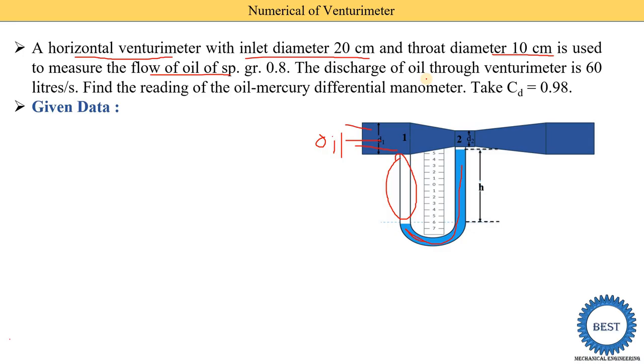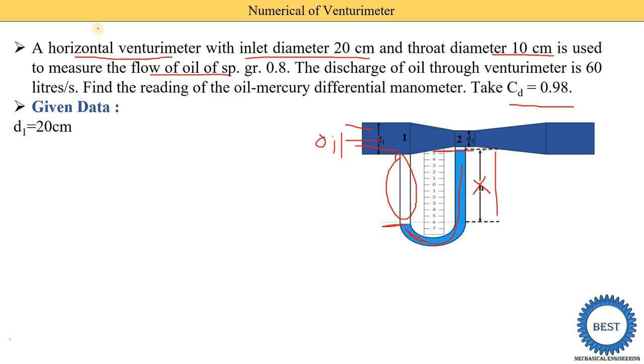In the last numericals we found the Q, but in this case the Q is given, it is 60 liter per second, and we need to find the reading of the oil mercury differential manometer. Here we need to find the X, the height between this oil level and this mercury, and the CD is given 0.98. So first we note down the given data.